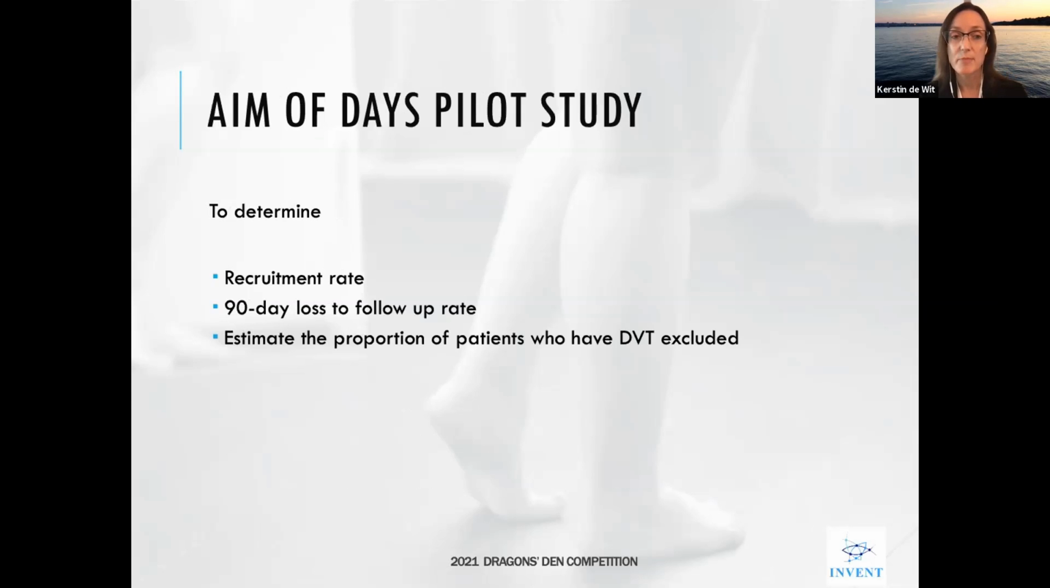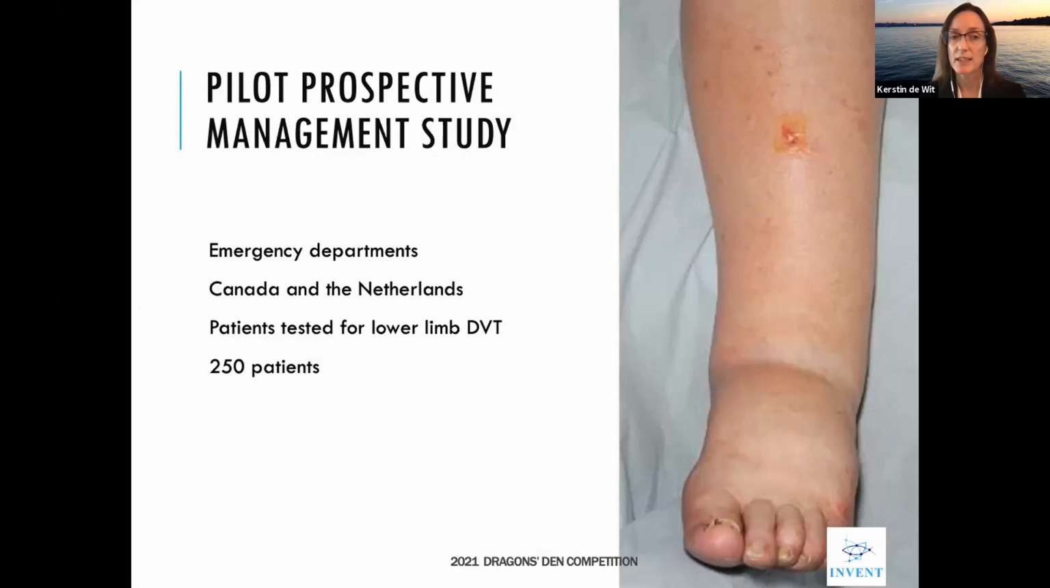So the aim of this pilot study is to assess the rate of recruitment to the study, 90-day loss to follow-up, and to estimate the proportion of patients who have deep vein thrombosis excluded with and without deep vein thrombosis imaging. This is a prospective management study. It's conducted in emergency departments in Canada and the Netherlands. The patient is recruited if the physician tests them for deep vein thrombosis of the lower limb. There will be 250 patients recruited to the pilot study.